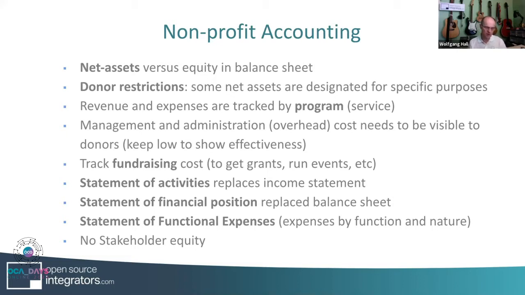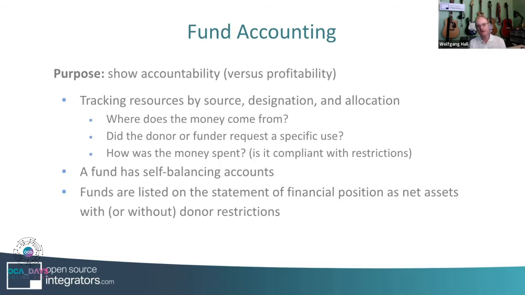So that's from an output reporting point of view, the next 3 bullets: statement of activities, statement of financial position, and statement of functional expenses, which lay out the actual details and where you spend within these programs. Those are requirements to report at year end in these organizations. And there is, again, no stakeholder equity, which is a difference from regular accounting. In fund accounting, the purpose is to really show accountability versus profitability.